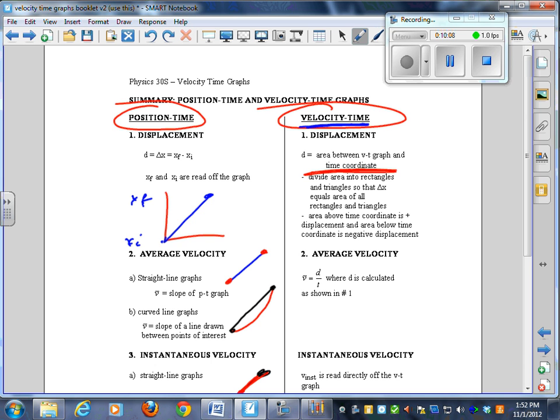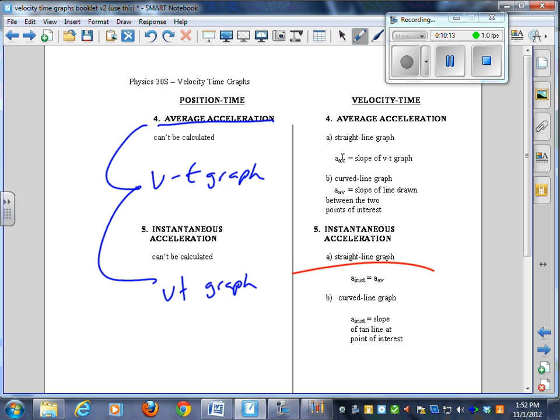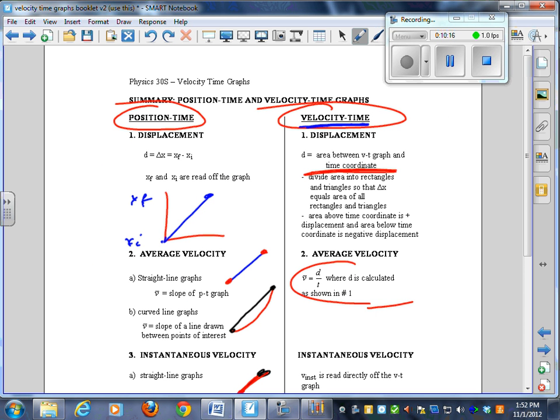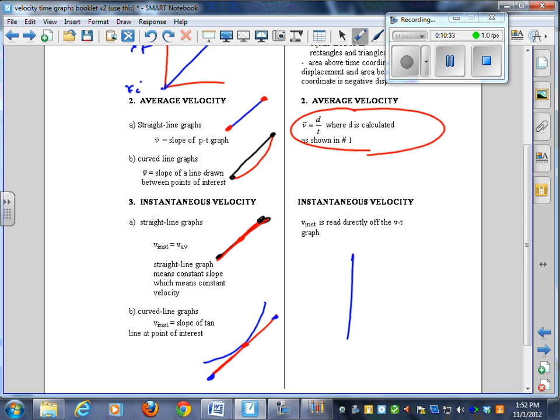If they ask you to find average velocity, then you have to take displacement over time, using the displacement as the area. So if you're asked average velocity, you have to find displacement first and divide by the time. If you're asked to find instantaneous velocity, well, that's easy because you simply read it off the graph. It's a graph of velocity. Instantaneous velocity is easy. Read it off the graph.